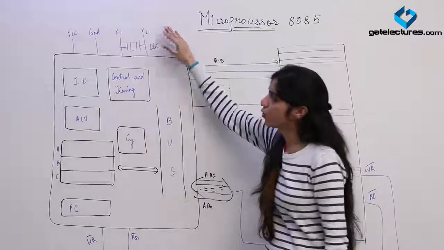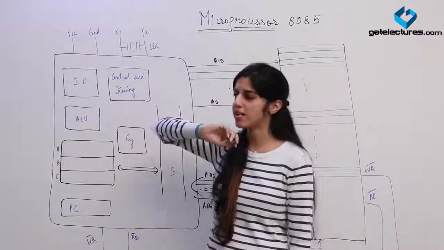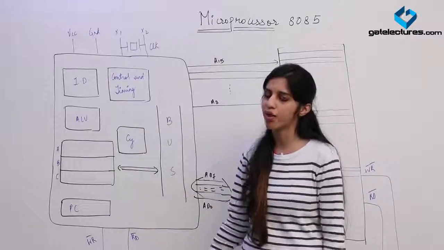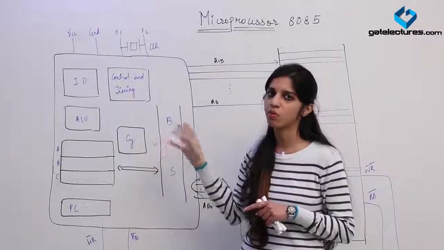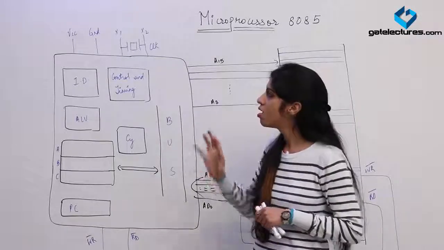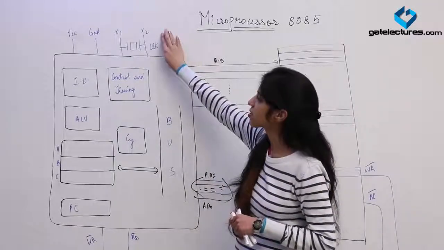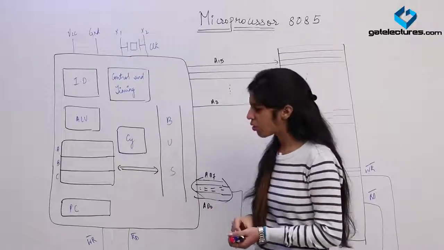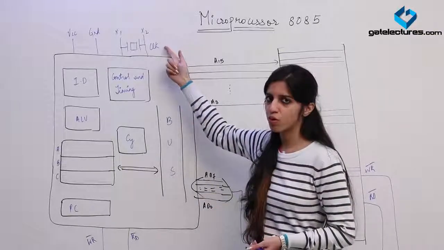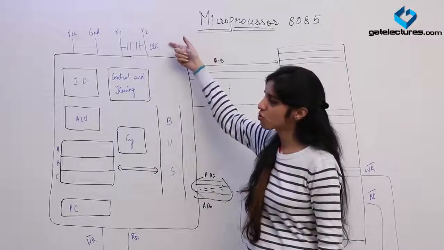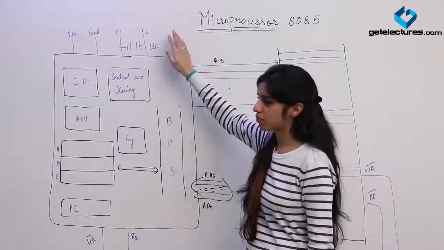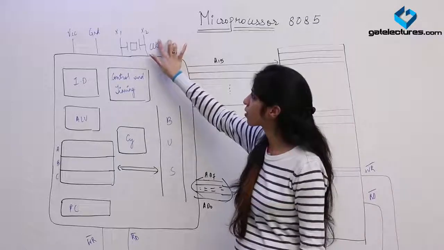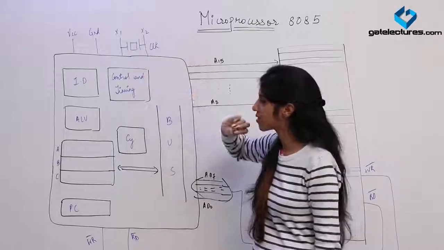Then we have put a clock. In any circuit where synchronization is required, where you have to interface two things, we are going to interface memory with this circuit, we are going to interface some input output devices, so there a clock is necessary. So we are putting a clock. A 3 megahertz frequency clock we are going to use. Actually this is not a clock, this is a counter. We are using a counter to provide the clock. But for right now you can understand that we are giving the clock to this IC.